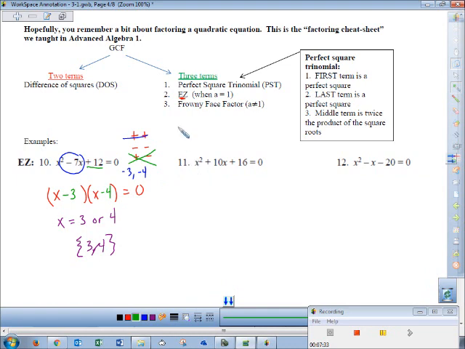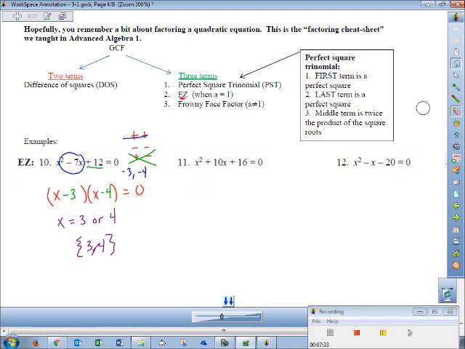But let's realize we have to check for GCF first. No GCF. Since this has 3 terms, I'd really like to check to see if it's a perfect square trinomial. Hey, that's a perfect square, so its square root is x. That's a perfect square too, its square root of 16 is 4. Bring the sign from the middle down. Is this term right here twice the product of those? Nope. I would need an 8x there, and that's a 10x. So this is not a perfect square trinomial.